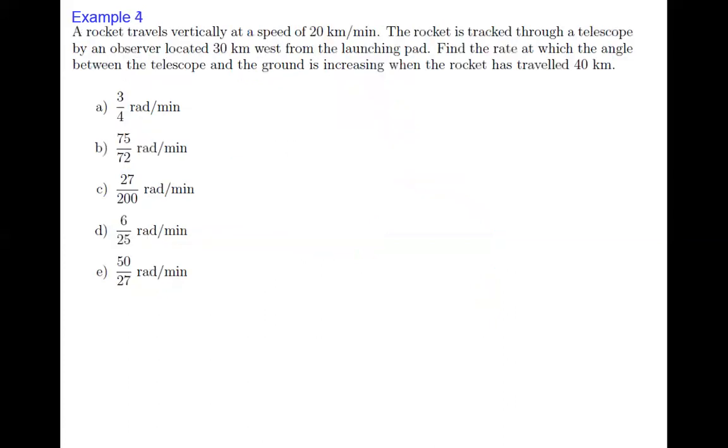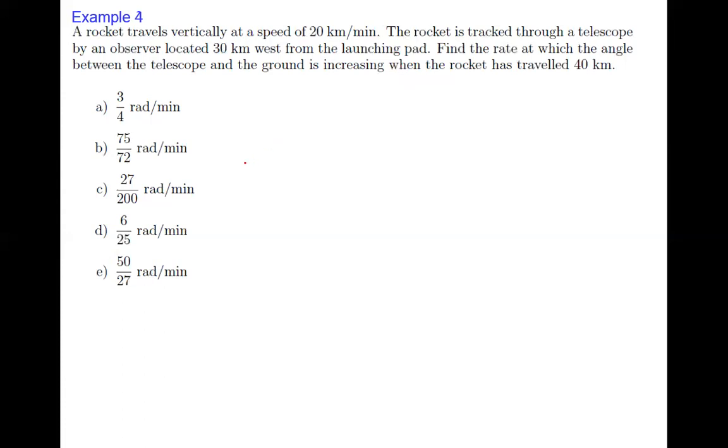Example number 4. A rocket travels vertically at the speed of 20 kilometers per minute. The rocket is tracked through a telescope by an observer located 30 kilometers west from the launching pad. Find the rate at which the angle between the telescope and the ground is increasing when the rocket has traveled 40 kilometers.